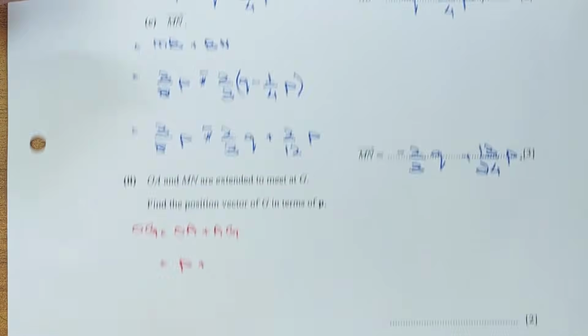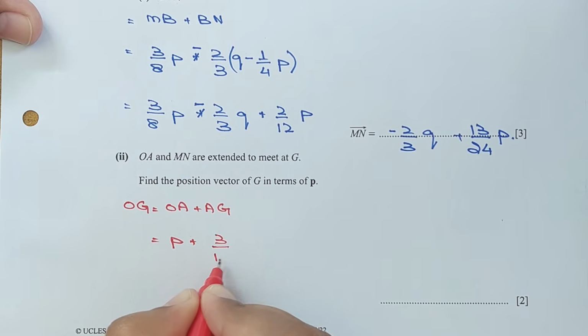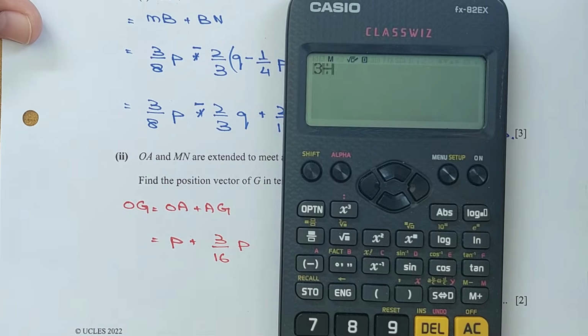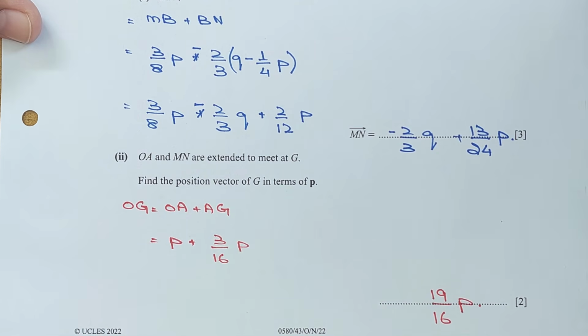Right. So let me substitute the value of AG, which is 3 over 16P. Let me simplify. 3 by 16 plus 1 is 19 over 16P. 19 over 16P is the position vector of G in terms of P. So that was the last question of our paper.